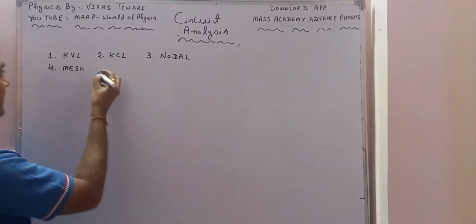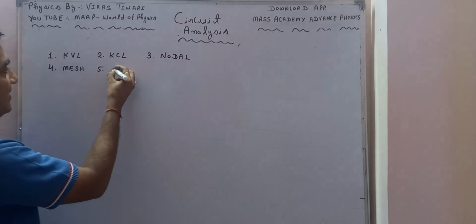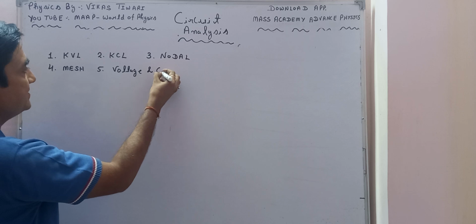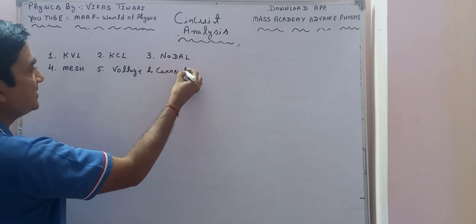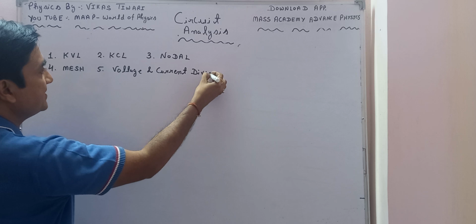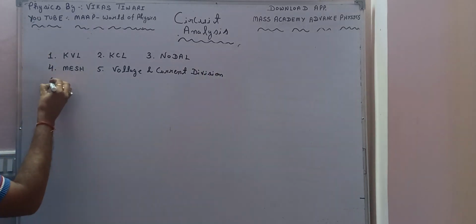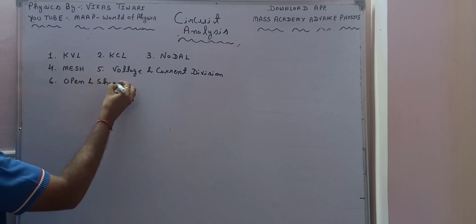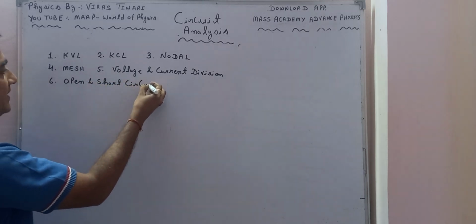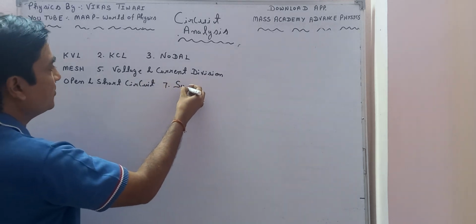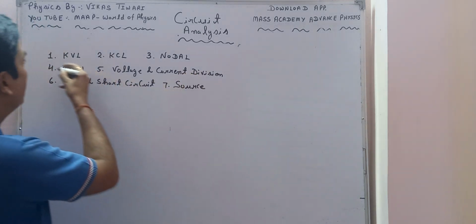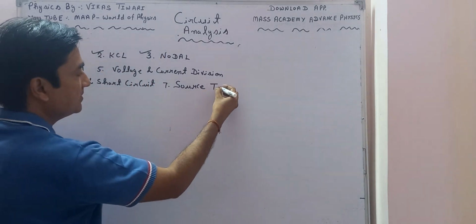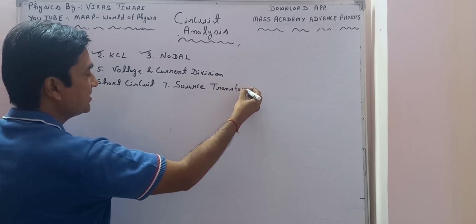For the remaining tools, today I'll take voltage division and current division, along with the concept of open circuit and short circuit, and finally we will discuss source transformation. So we have already discussed KVL, KCL, nodal, mesh, and I'll complete it with source transformation.